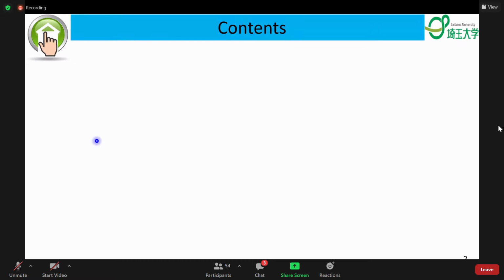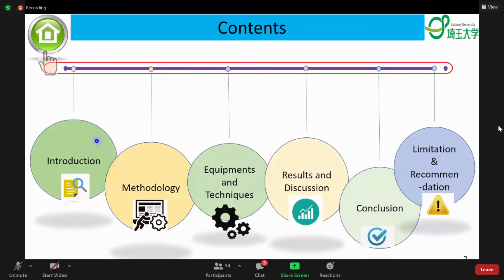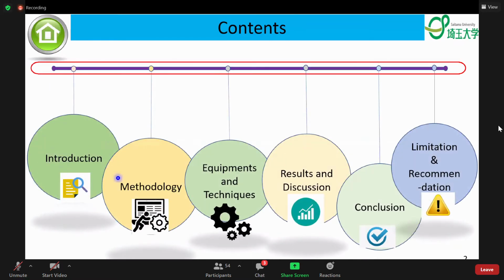Today, I will be explaining my research to you by the following content, starting from introduction, then methodology, equipments and techniques, results and discussion, conclusion, and finally, limitation and recommendations.